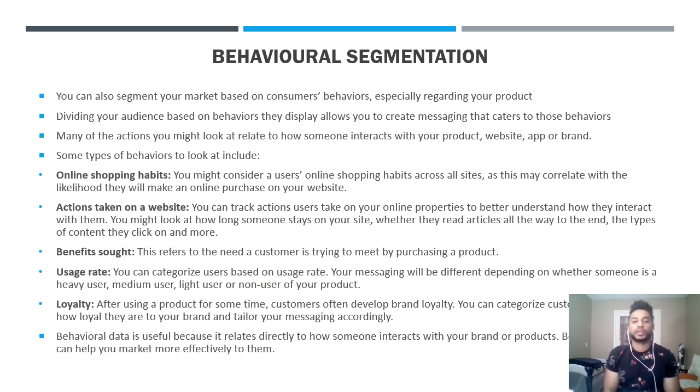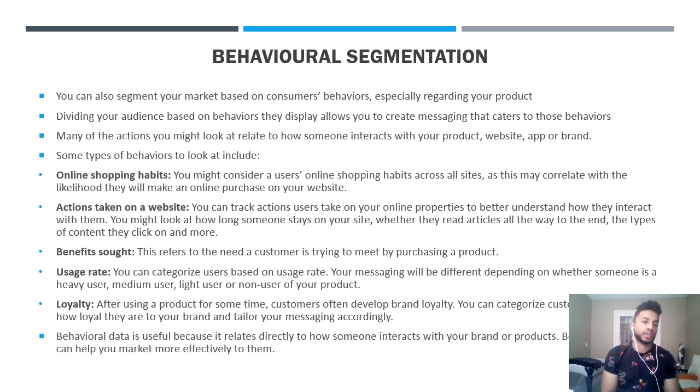Some types of behaviors to look at include online shopping habits, actions taken on a website, benefits sought, usage rate, and loyalty. Behavioral segmentation is basically online data that you can get from your website. Let's just say you have a store in Canada. You can see how many people are purchasing from Toronto, Calgary, and Edmonton, stuff like that. So you can see how everyone's behaviors are, right? You can see all that stuff online.